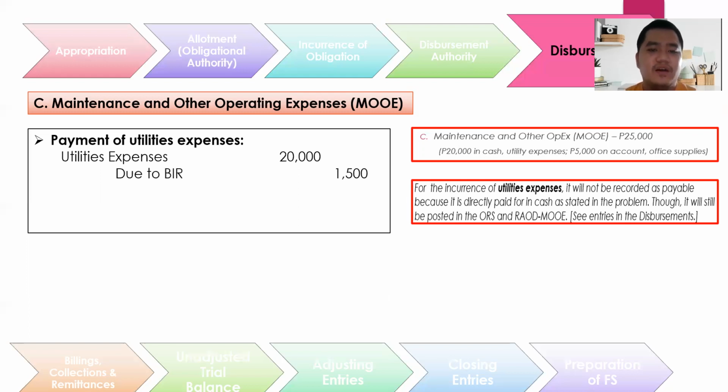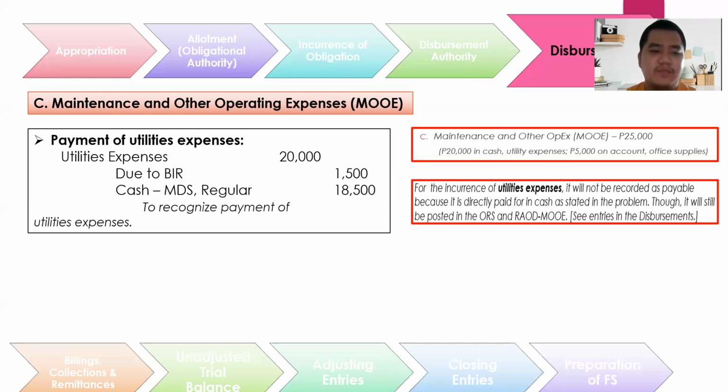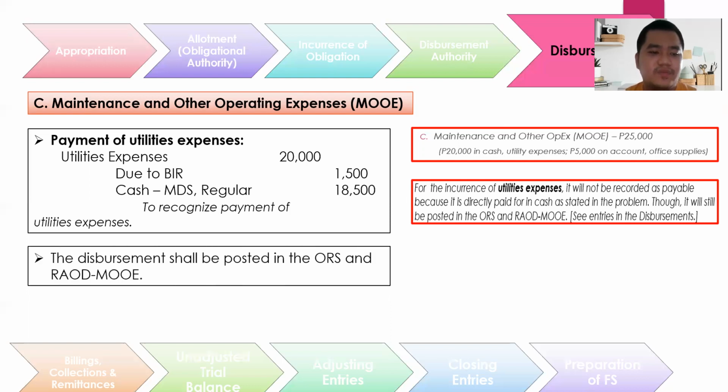And then due to BIR for the withholding tax, 1,500, and cash MDS regular, 18,500. So to recognize payment of utilities expenses. Likewise, it shall be posted in the ORS. The ORS shall be updated and it will also be recorded in the Registry of Allotment, Obligations, and Disbursements, MOOE.